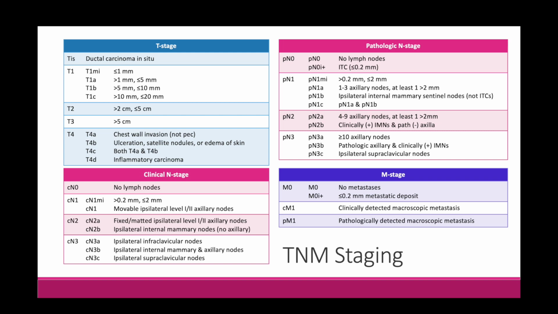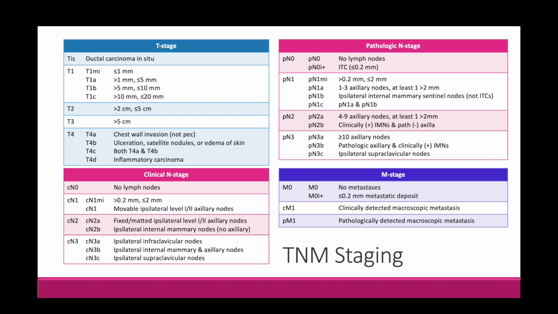CN3 is more advanced than even those two, right? So CN3A is if you have ipsilateral infraclavicular lymph nodes. So N3A is now axillary level 3. And you can remember that it's in the name, right? A is axillary, N3 is axillary level 3. So CN3A is ipsilateral infraclavicular lymph nodes. CN3B is if you have both ipsilateral internal mammary and axillary lymph nodes. So remember N3B, here the B stands for both. So you have both internal mammary and axillary lymph nodes.